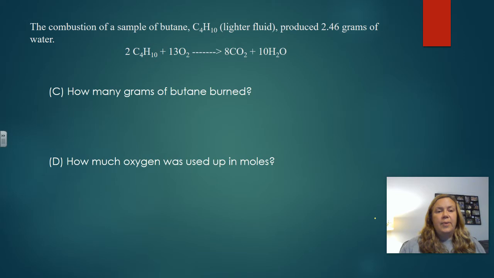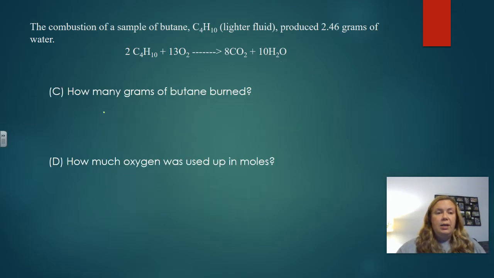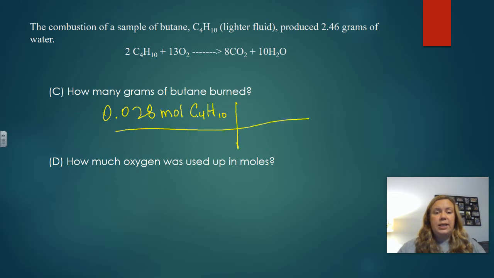Now my question is, how many grams of butane burned? Well, I just found from the problem before how many moles of butane, so I'm simply going to take the moles of butane and convert it to grams of butane. So I have 0.028 moles of butane, and I'm going to simply convert that to grams. My molar mass here is 58 grams. I want to put this on top.